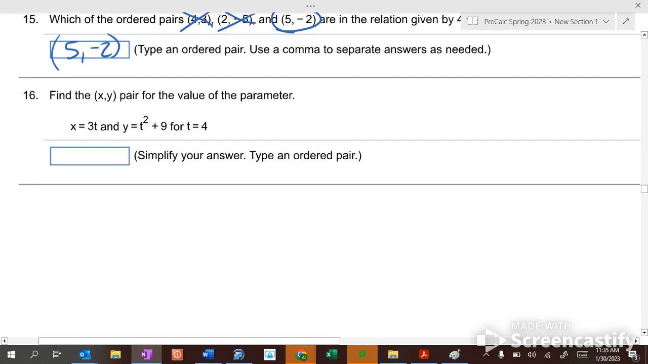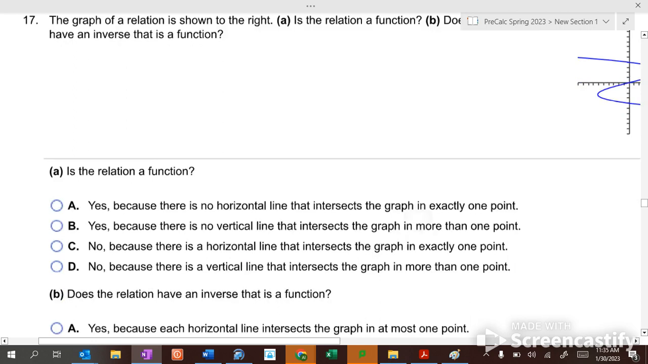Okay? Parameter. You stick 4 in here and 4 in here. So it would be 12 and 25, right? The ordered pair 12, 25.